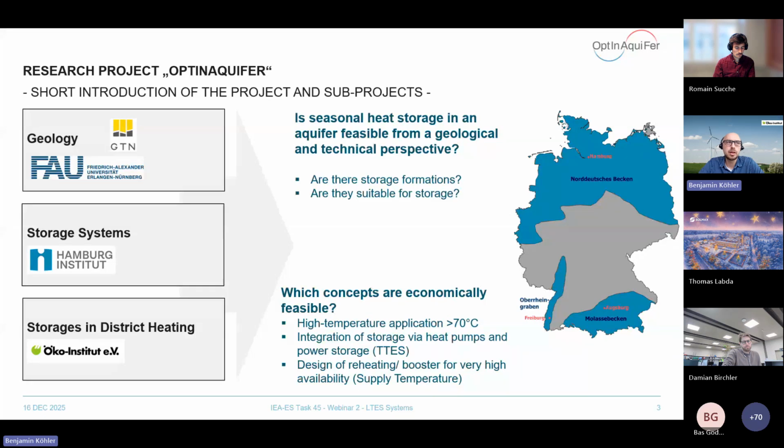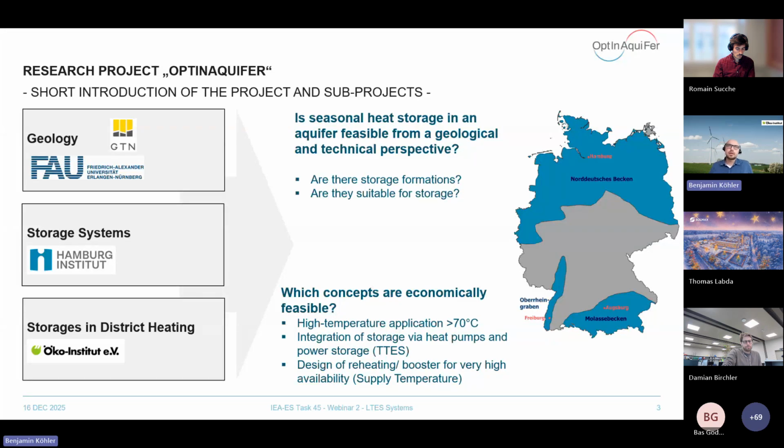And we at ERCO Institute, we focused on the storages in the district heating systems, and thereby focusing on dispatch modeling and assessing the behavior of all the different components in a district heating system when ATES is integrated. In each geothermal region, we also had practical partners. We integrated district heating companies in our research project, one from Hamburg for the northern German basin, one from Augsburg for the South German Molasse basin, and from Freiburg for the Upper Rhine Valley.